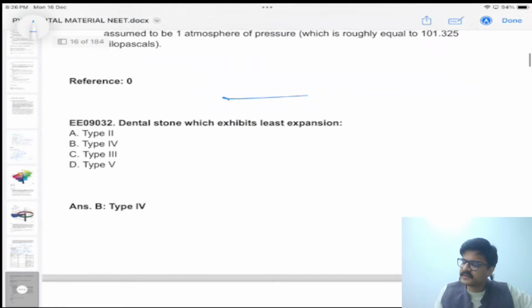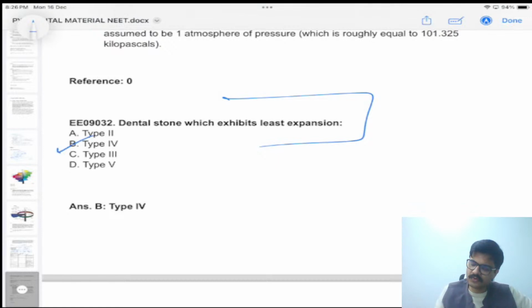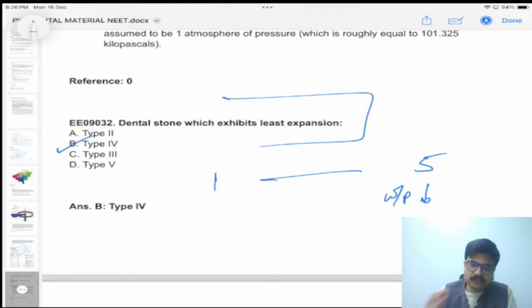Dental stone which exhibits least expansion. Now, this is a tricky one. The answer is type 4, and the value is straight from the book, right? They ask me why, sir. Because as you're going from type 1 to 2 to 3 to 4 to 5, the water powder ratio keeps on decreasing, right? And less water, more powder means you have greater nuclei density. That means greater pushing away effect. So that means the expansion should be more as you go from 1, 2, 3, 4, and 5.